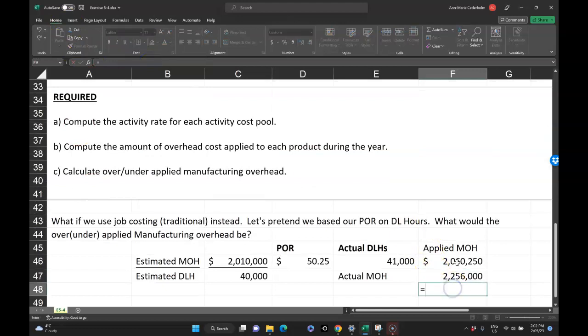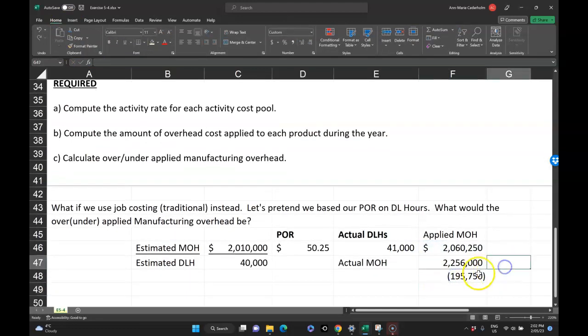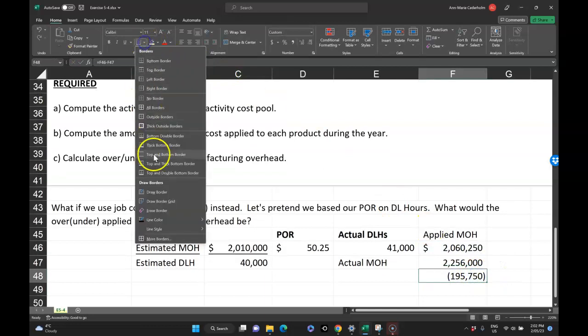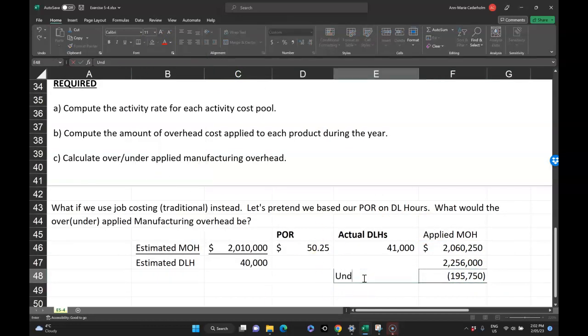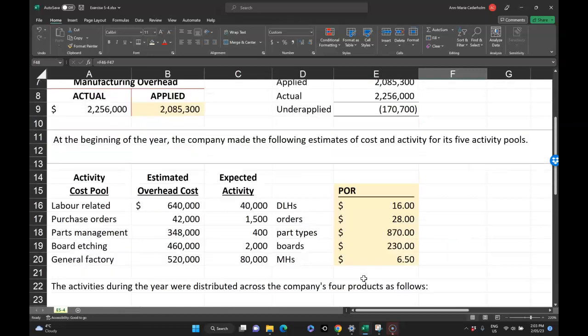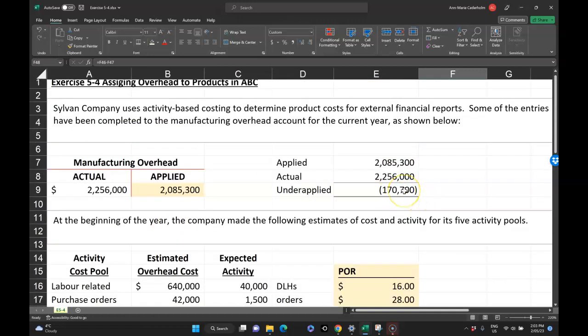That will give us, still under applied, by $195,750. But if I used activity-based costing, my projection would have been a little bit more accurate because I have only 170,700 under applied. So the activity-based costing is supposed to give us a more accurate projection and move us closer to the actual than job costing does, and that's just the difference.